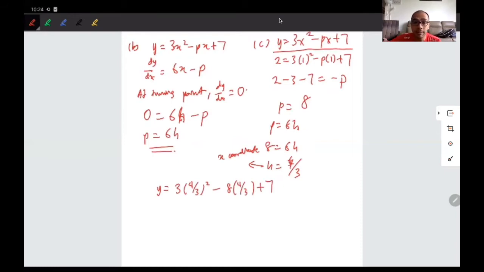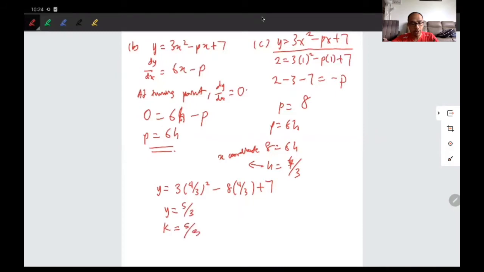Okay, and this is a simple press of the calculator which will give you the final answer. y equals 5 over 3. Okay, 5 over 3, which means K kita adalah 5 over 3.